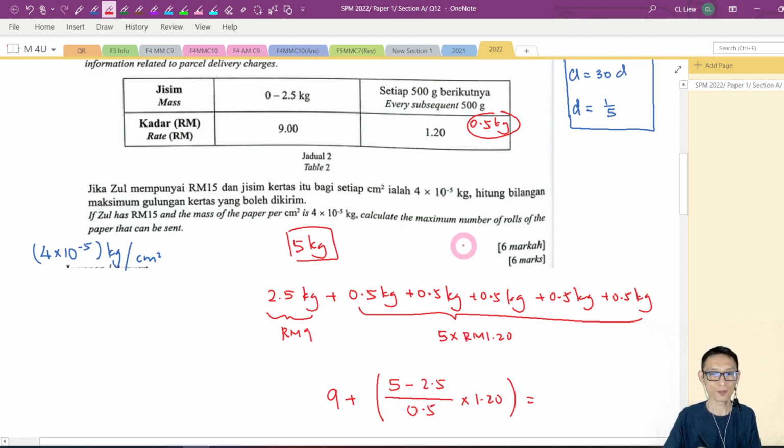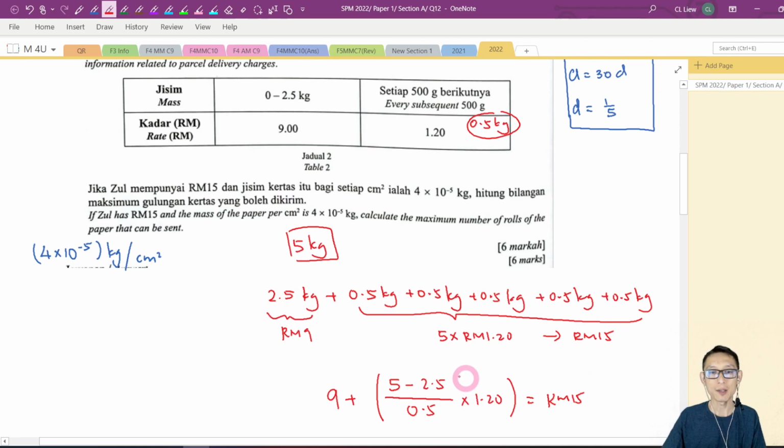How about this one? You can press your calculator. 5 minus 2.5, which is equal to 2.5, divided by 0.5 times 1 ringgit and 20 cents plus 9 ringgit. You will still get the same answer. This one also the same, which is 15 ringgit.